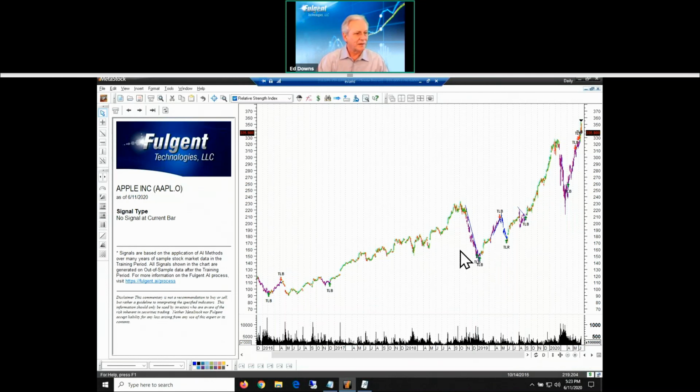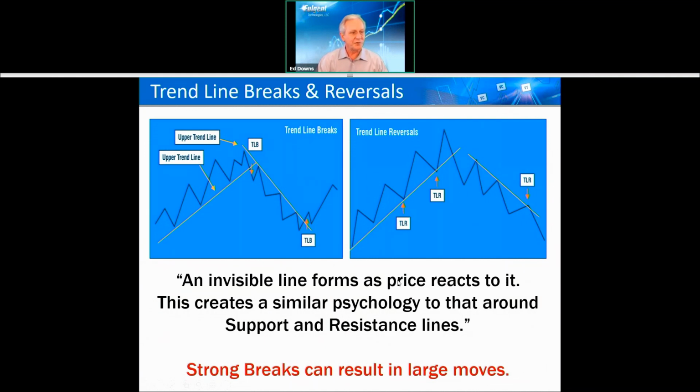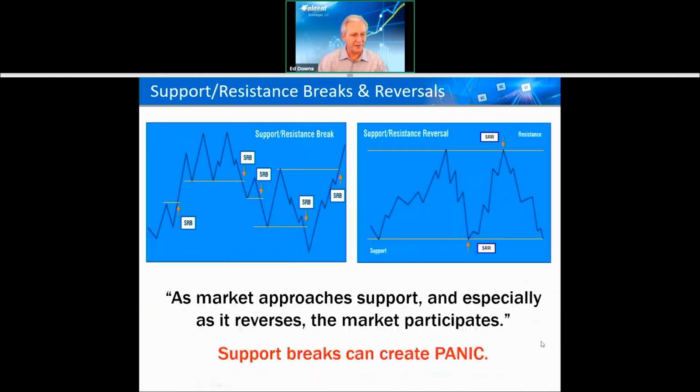Okay, let's go ahead and go to our next pattern here and just check in on time. We're good, we are good on time. All right, so trend line breaks and reversals, very, very important pattern. Let's look at door number 2.